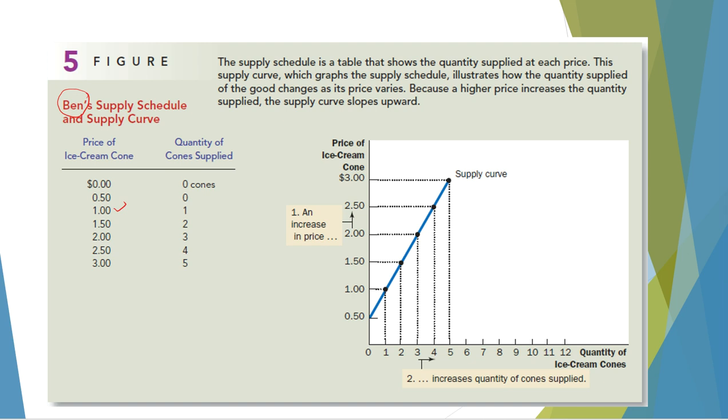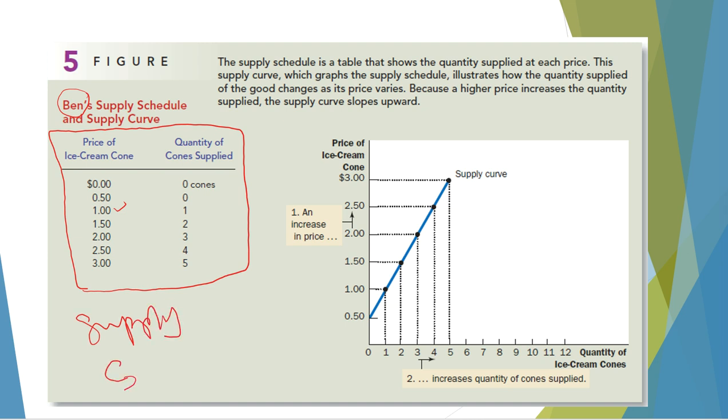$1, dia cuma supply satu je. As the price rises, he supplies a greater and greater quantity. This is the supply schedule. Ini adalah supply schedule. Kenali sebagai supply schedule. And this is known as the supply curve.